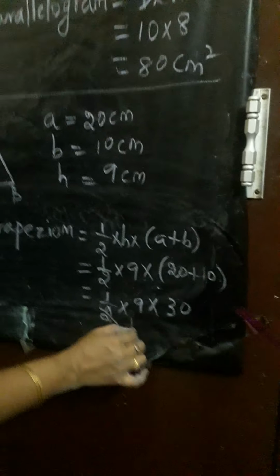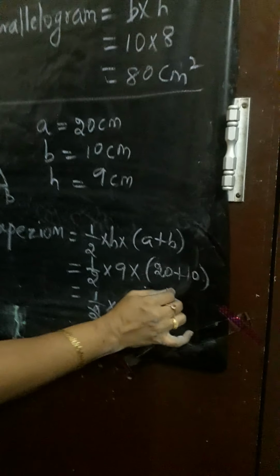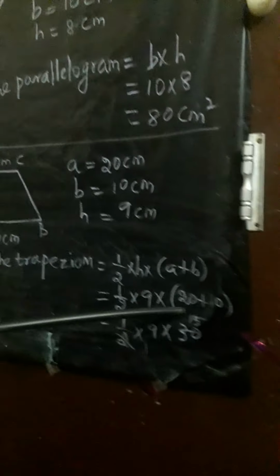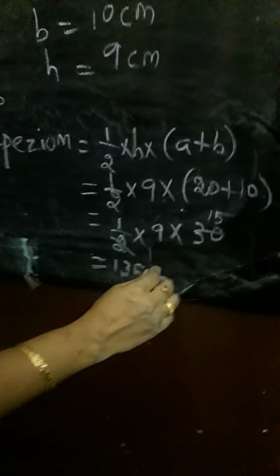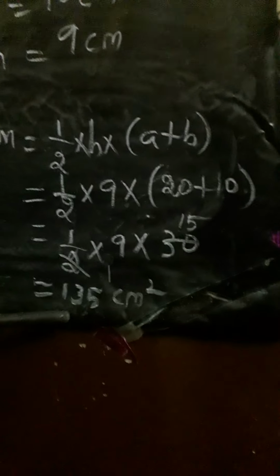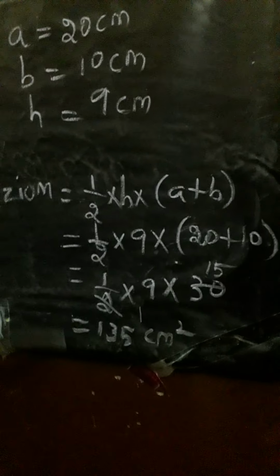So 1 2 is 2, 15 2s are 30. 9 into 15. 9 15s are 135 centimeter square. So 135 centimeter square is the area of the given trapezium.